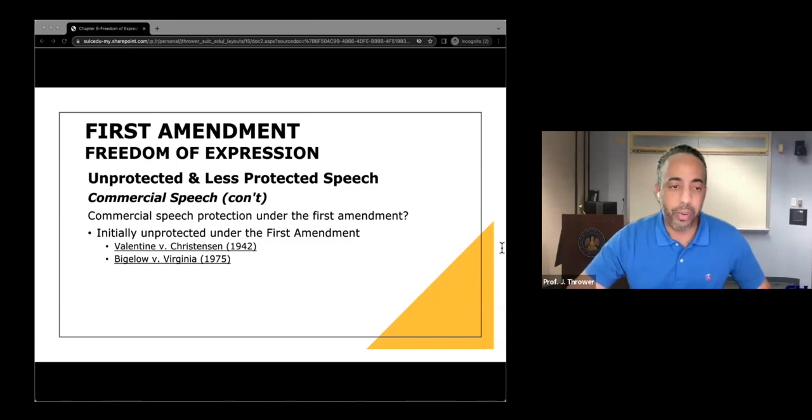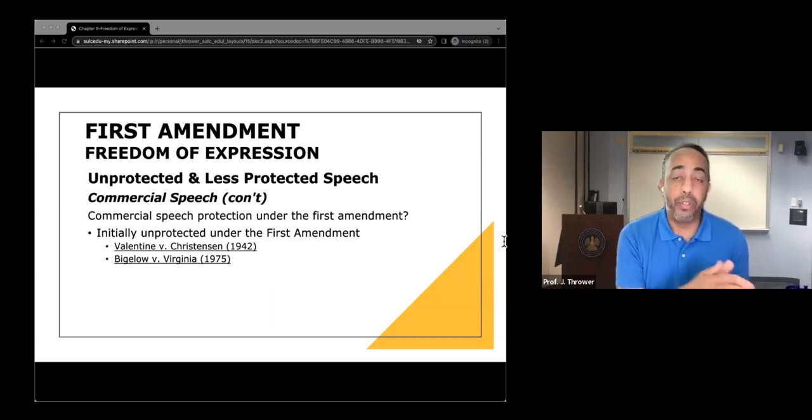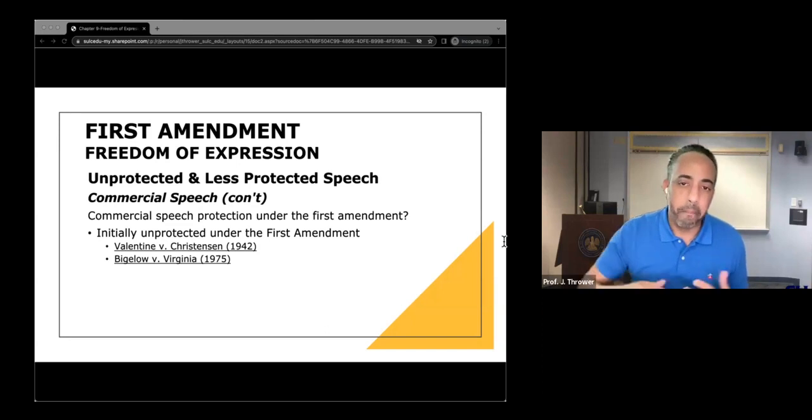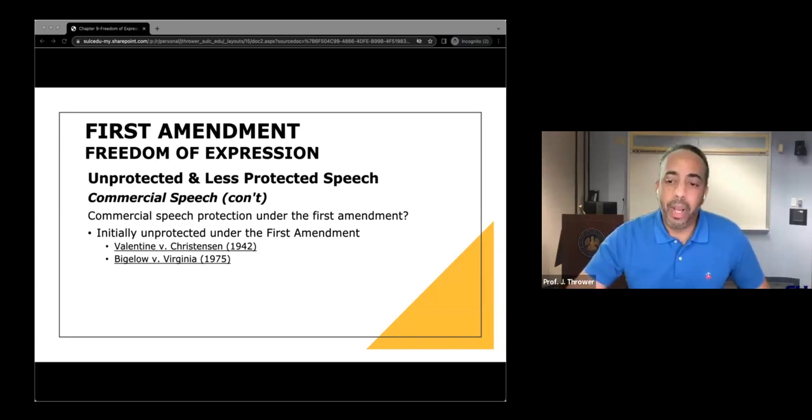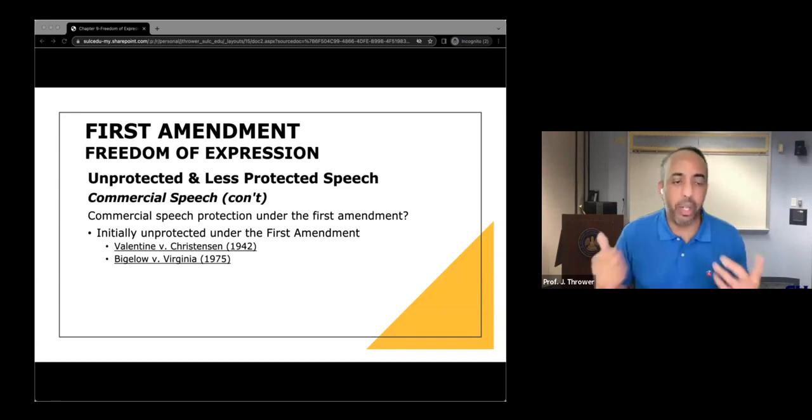And so over this 30-year span, you see the court shift this position regarding commercial speech from being a type of speech that's not protected to a type of speech being protected or considered protected under the First Amendment. A year after Bigelow, the court takes up the question again, and it made it even clear that commercial speech is protected by the First Amendment and that Valentine was no longer good law.